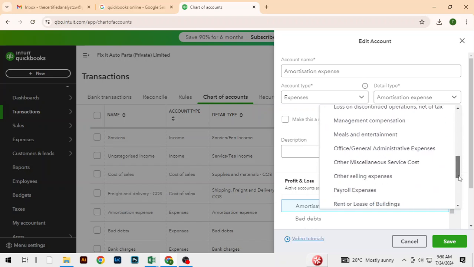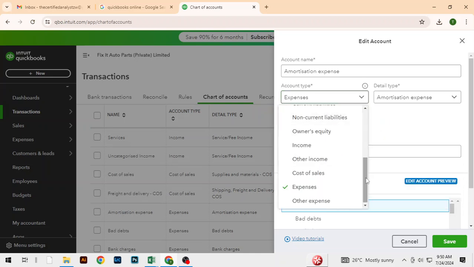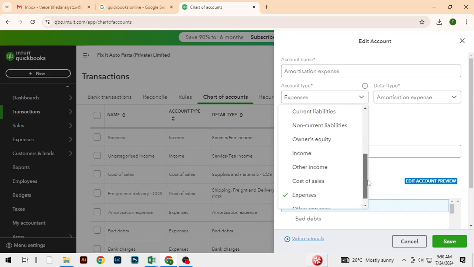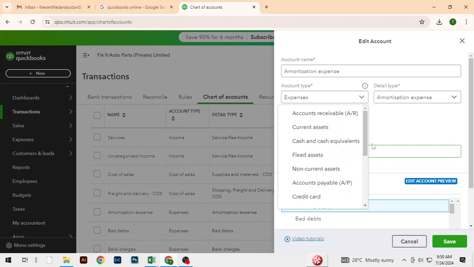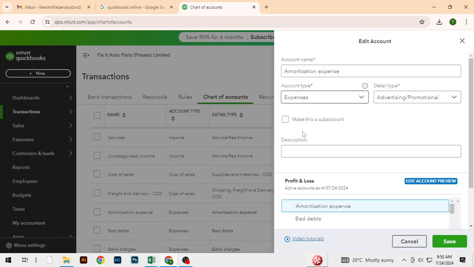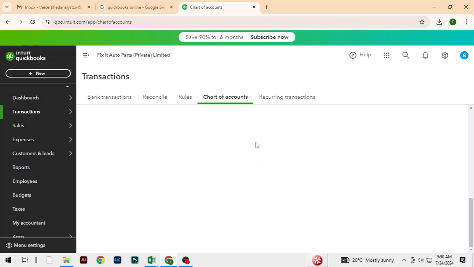So you can even choose here which ones you want, and even on the account type you can choose. It's saying just expenses, and you can add, let's say depreciation, okay? You can add depreciation, then it would go under fixed assets. Like here you can say account type, they may affect your accounting. Are you sure you want to do this? So obviously for now you can leave it as is. Okay, that's perfect. So I think this is all about the chart of accounts.